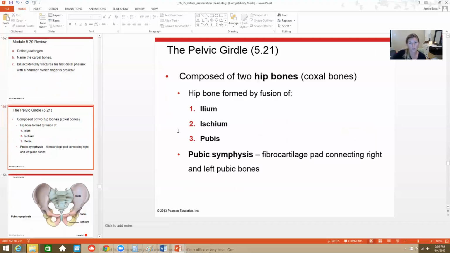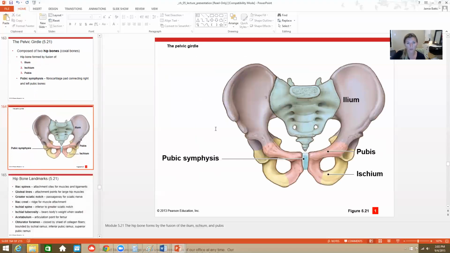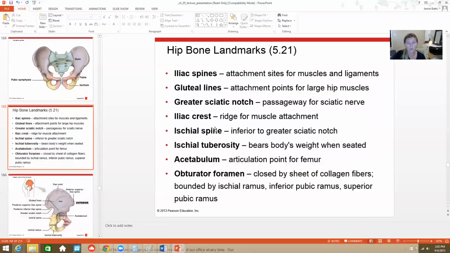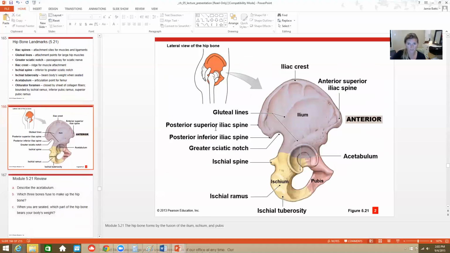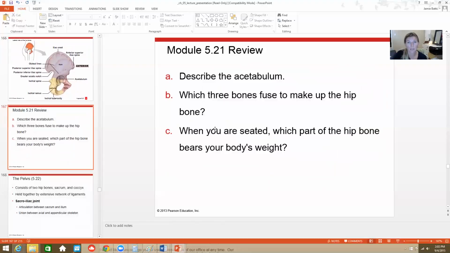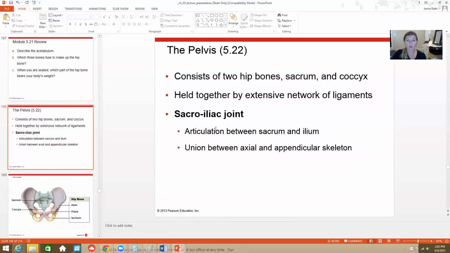You do have to know the 3 hip bones, or the 3 pubic bones, the ilium, the ischium, the pubis, how they fit together to create the coxal bone, what the pubic symphysis is, but you don't have to know all of these little bone landmarks. For my part, you may need to know it for lab. The sacroiliac joint is where your sacrum and ilium come together, excuse me, at the back.